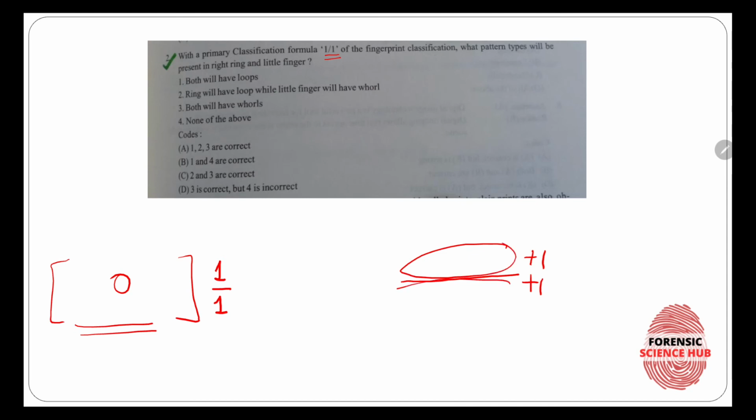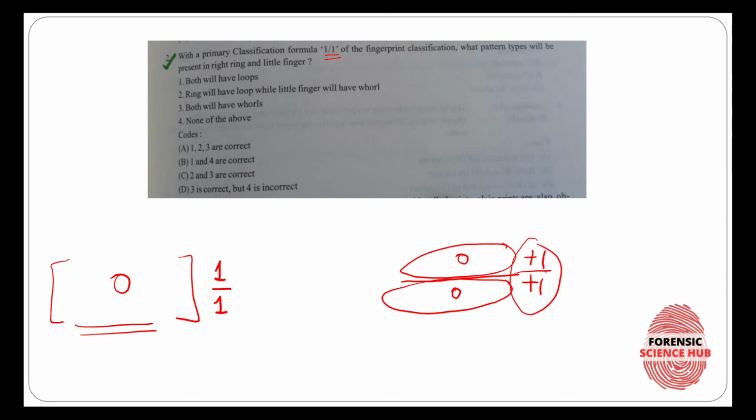Here we have the values and then we have a +1, right? So in this they are saying that 1 by 1 is the final number that we are having. So what does this mean? That this entire value will be 0, and this will be 0 only when there will be no whorl present. So now let's have a look at the options.